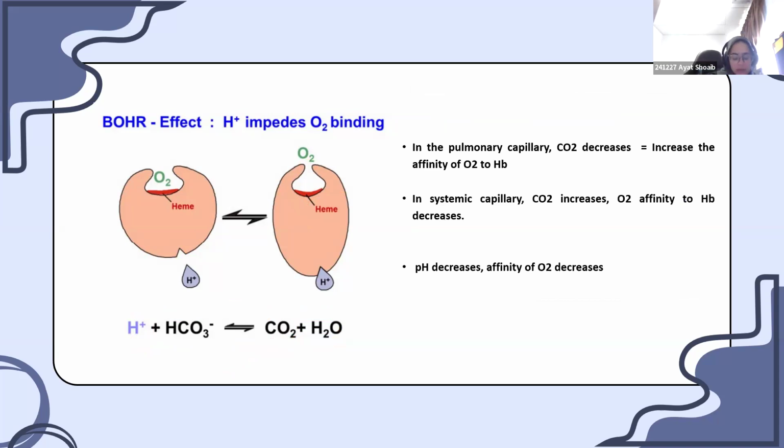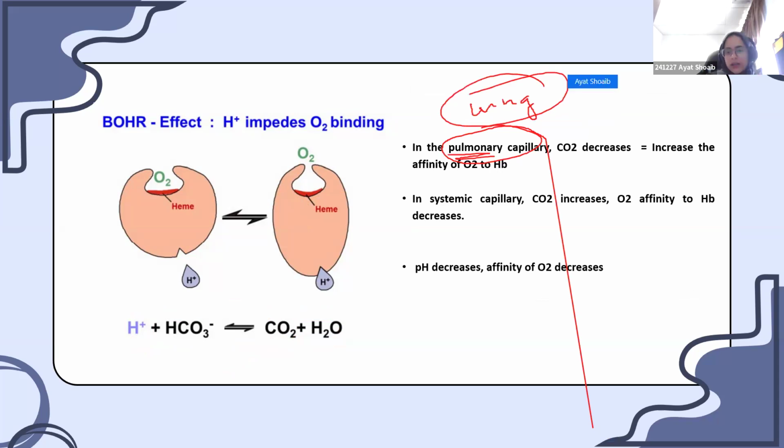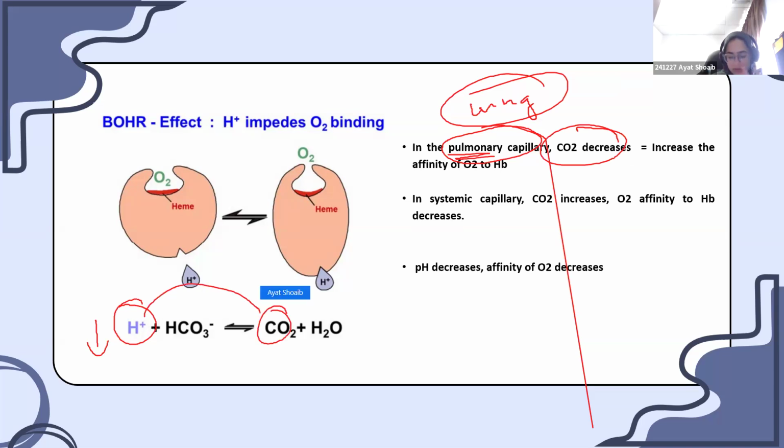In the pulmonary capillaries, in the lung, CO2 is less and O2 is more. Because CO2 is less, this is less, so it does not form this. No CO2, no H plus. In the lung, you need more oxygen to bind because you need to give it to the tissues, so you can remember it that way as well. So this increases the affinity of O2 to hemoglobin.